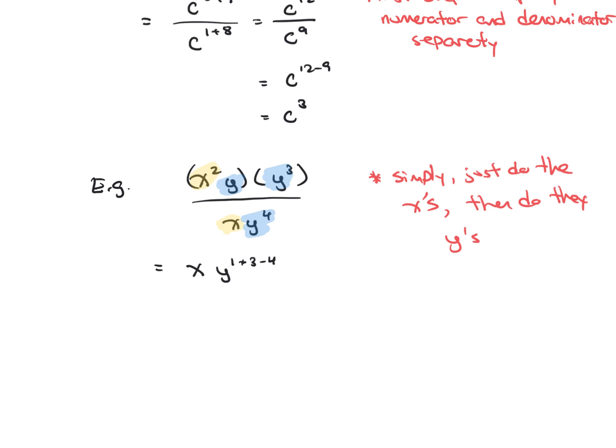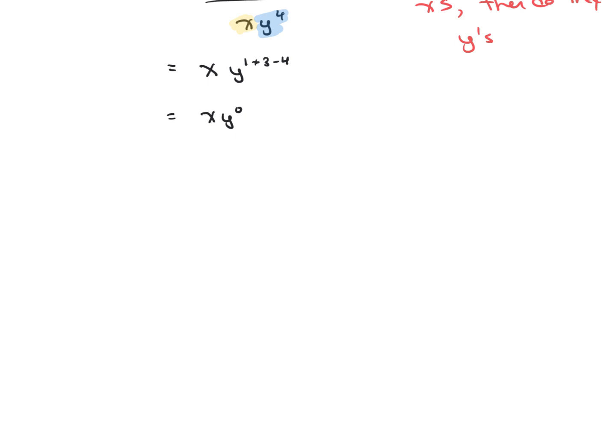And that will give me 1 plus 3 minus 4, which is actually y to the exponent of 0, which is kind of interesting. What does that mean, y to the exponent of 0? Well, that's actually a lesson for another day. So for now, I'm just going to leave it as it is. All right, so that is kind of a strange one. Let's practice that one more time, just for practice.